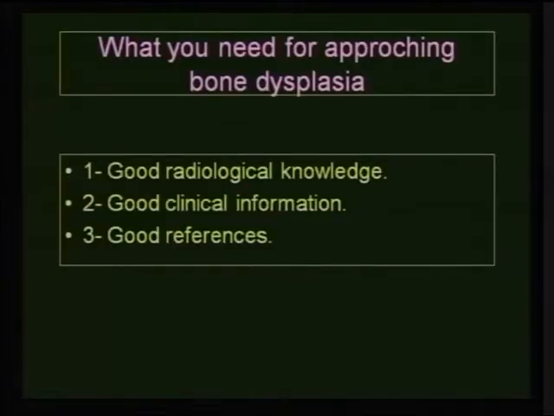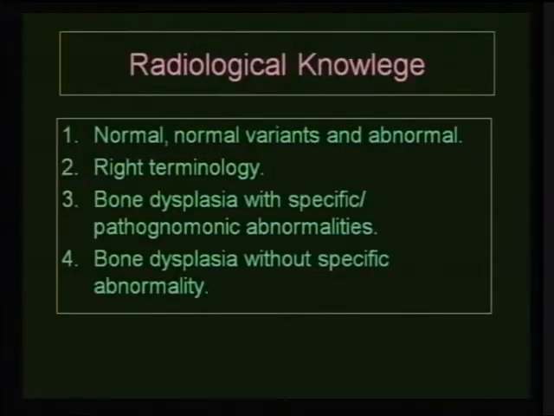What we need in order to read bone dysplasia: we need radiological knowledge, we need clinical information. Usually they don't give us good clinical information, so we read the references, and today with the internet the references became easy. Normal, variant, and normal, we learn it from the time of residency. After that, we need to know things like terminology, so that we speak the same language. We need to know something very important.